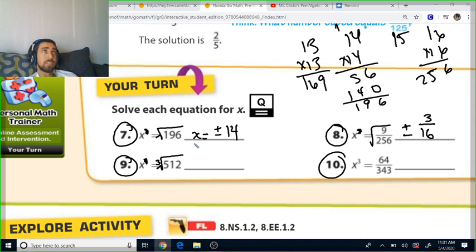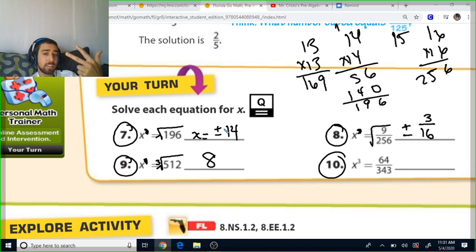A number times itself again will give you 512. It's just 8. It's not negative 8. Negative 8 times negative 8 is positive 64. Positive 64 times negative 8 gives you negative 512.